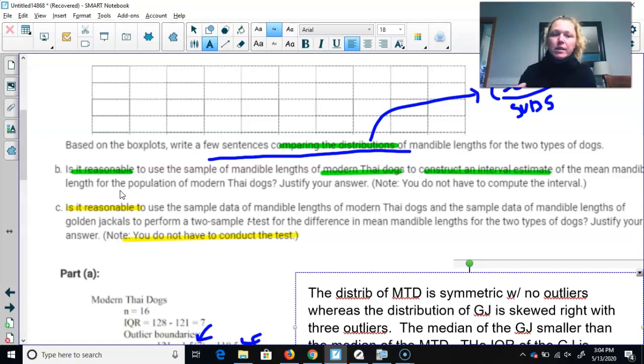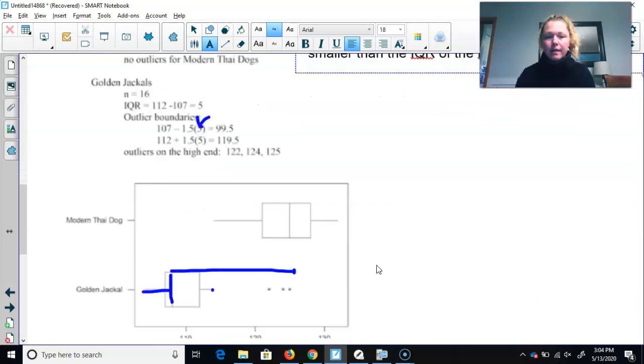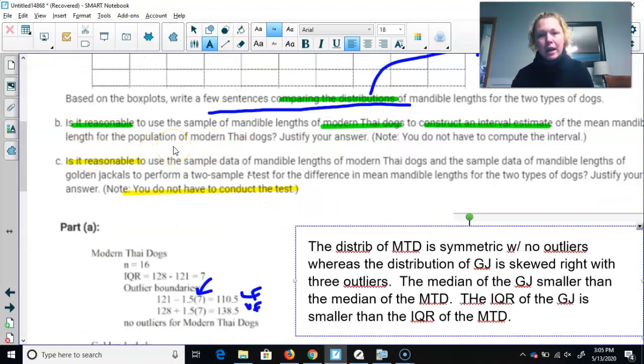Part C, is it reasonable to use the sample data of mandible lengths of the modern Thai dogs and the sample data of the mandible lengths of golden jackals to perform a 2-sample t-test for the difference, okay? In this case, again, they're asking for the conditions. And what you're going to state in this one is no, you can't. Why is that? Because we have outliers in the golden jackal. So we can't go about that. Our conditions are not met for that one. In part B, the conditions are met. If you talk about the randomness, independence, symmetric enough, yeah, it would be okay.